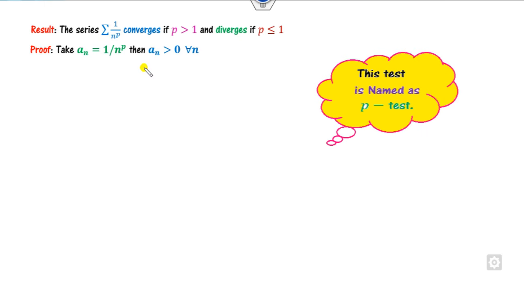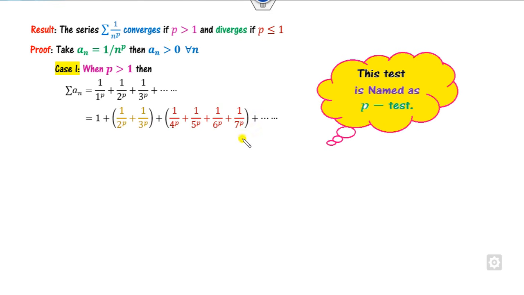So let's prove that. We will consider three cases. The first case is when p is greater than 1. Now since p is greater than 1, what is the meaning of that? 3 raised to power p is always greater than 2 raised to power p, or you can say 1 upon 3 raised to power p is less than 1 by 2 raised to power p.